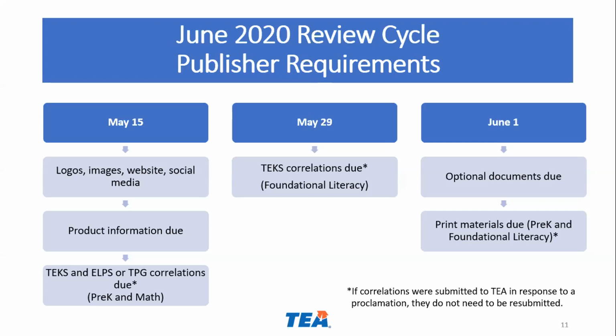And if you have additional questions, send those to our mailbox. Then for the TEKs and ELPs or TPG correlations, send those for pre-K and math. We did move the foundational literacy TEKs correlation out to May 29th, given the delay in sending you the final templates. And then on June 1st, the optional documents that we just discussed today, the checklist, the video, and the rubric correlations, are due by June 1st.